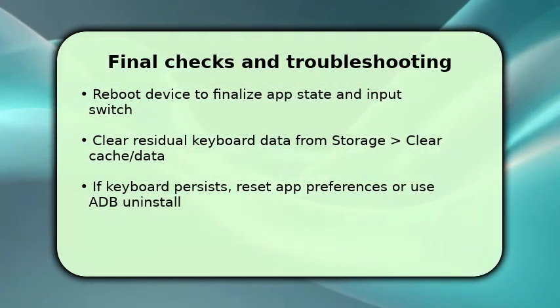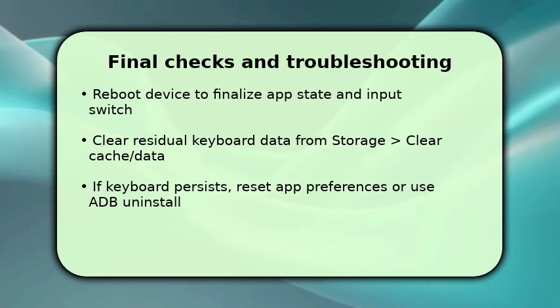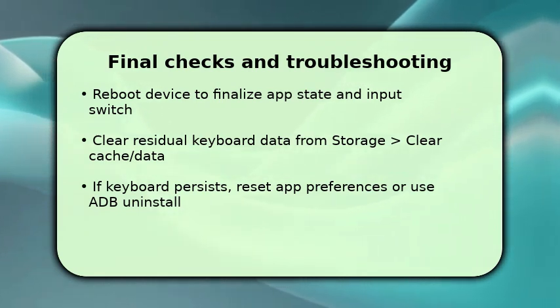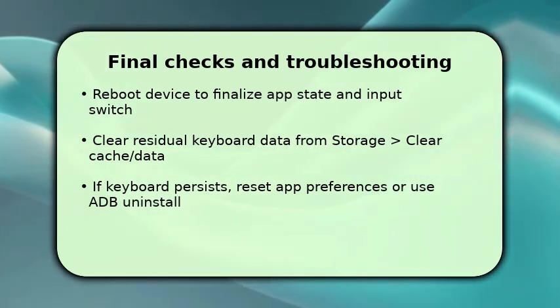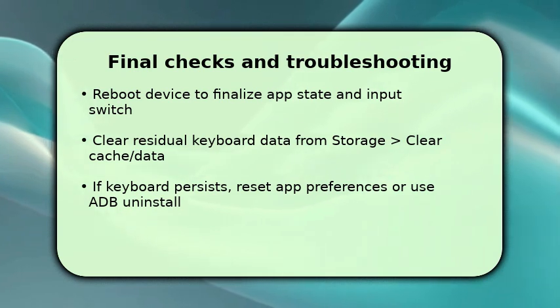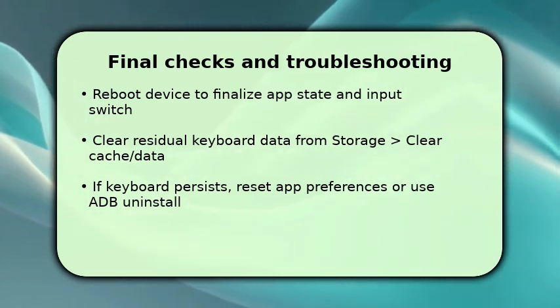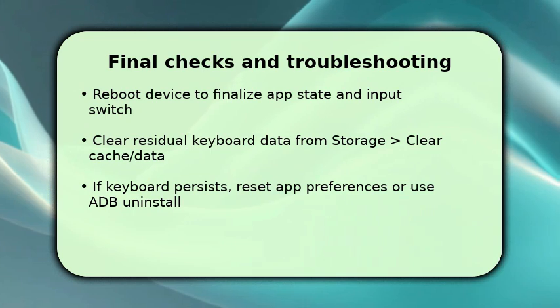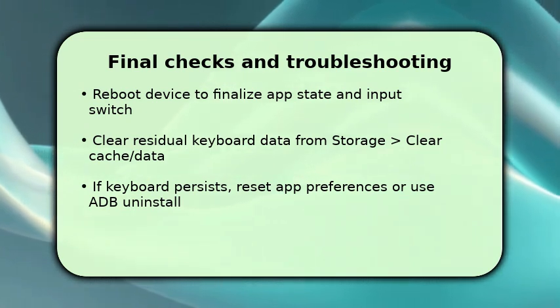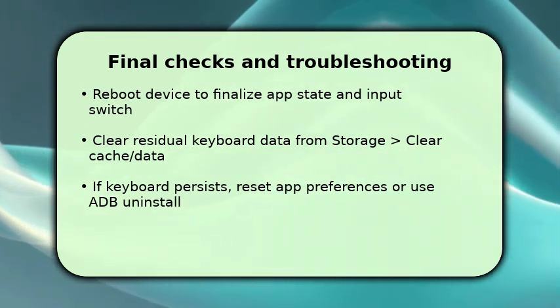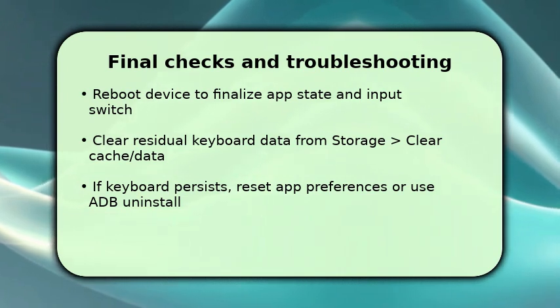Finish by rebooting the phone to ensure the system recognizes the input change and that the Xiaomi keyboard is inactive. After restart, go back to Apps, open the keyboard entry and clear cache or data if you see any leftover credentials or settings. If the keyboard stubbornly remains because it's a system app, reset app preferences or, if comfortable, use ADB with the uninstall command. This is necessary only when disable isn't offered.